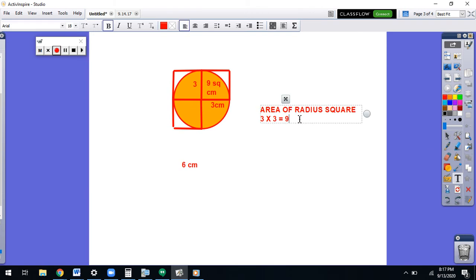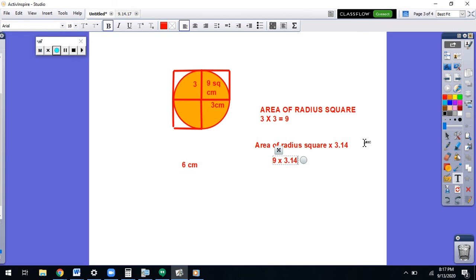So now that we have the area of the radius square, now we're going to do the area of the radius square times 3.14. Because there's 3, 1, 2, 3 of them, and 0.14 more of them. So in that case, it's going to be the 9 times 3.14. Once you multiply that out, you're going to get 27 point something, because 9 times 3 is 27, and then the 0.14 will give you a little bit higher than 27. So once you multiply that out, then you have the answer.